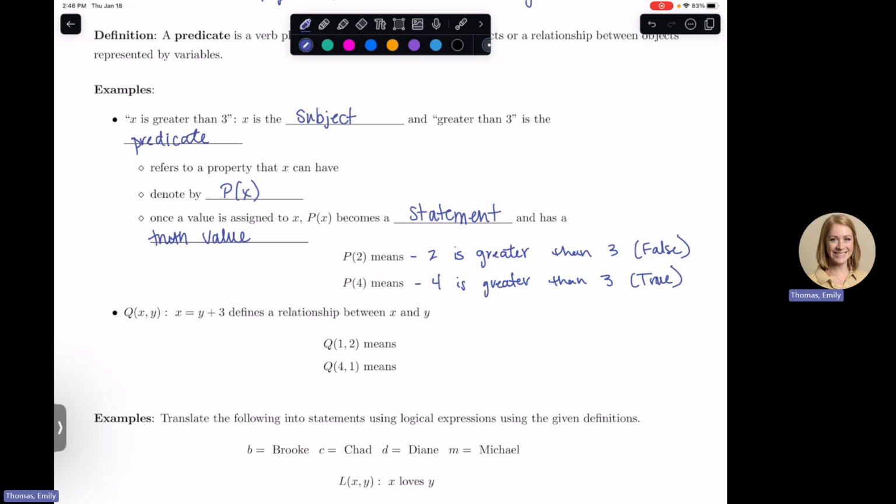Okay, so this can happen for multivariable things too. Q of x, y is defined as x equals y plus 3. So Q of 1, 2 means that 1 equals 2 plus 3, which is not true. Q of 4, 1 means that 4 equals 1 plus 3, which is true.